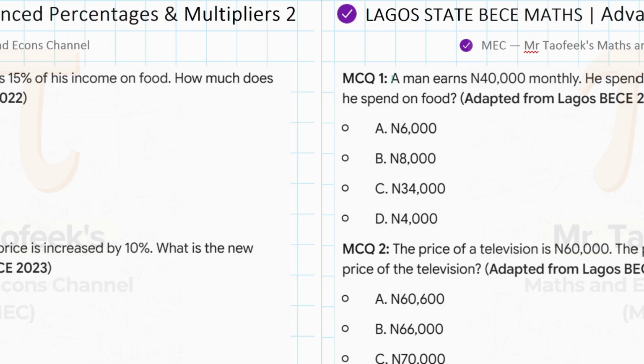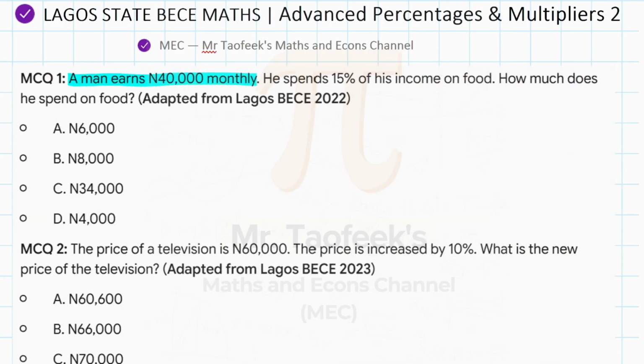Question number one: a man earns 40,000 naira monthly. Then he spends 15% of his income on food. How much does he spend on food? Well, this is very simple. So he spends 15% of his income. What is the income? 40,000, right? So "of" in maths, as you already know, just means multiplication. And 15% just means 15 out of 100. So percentage just means out of 100.